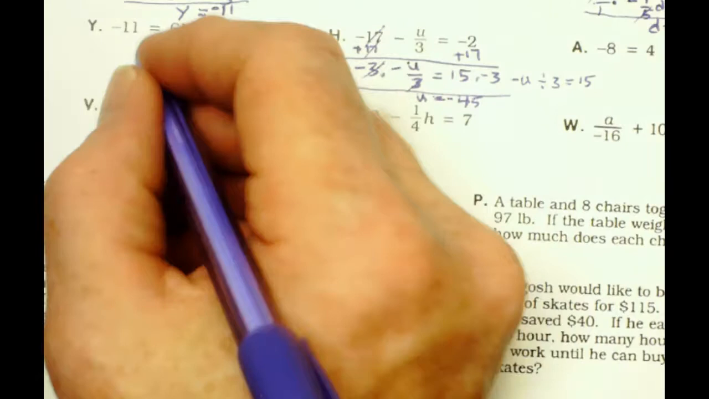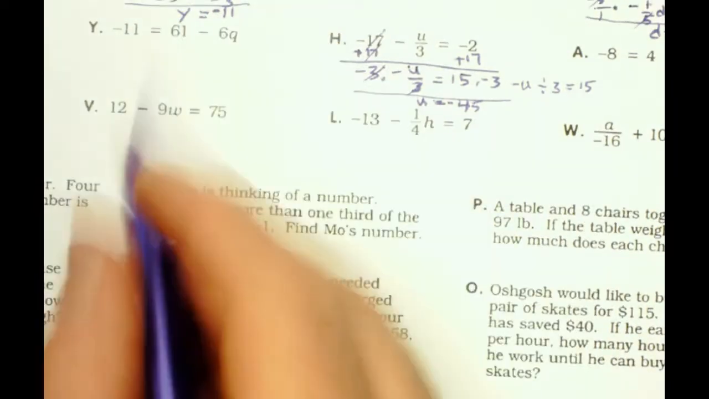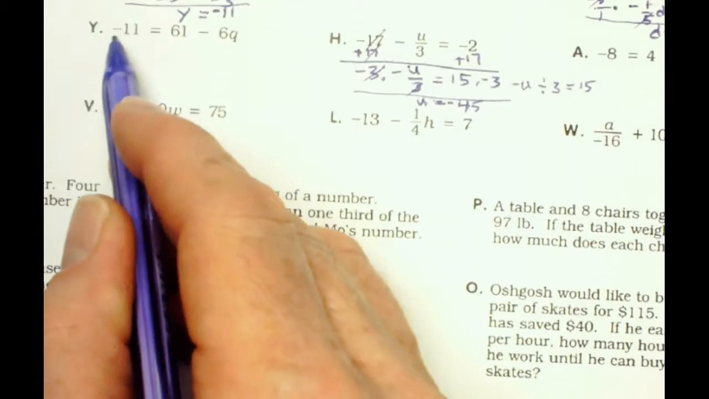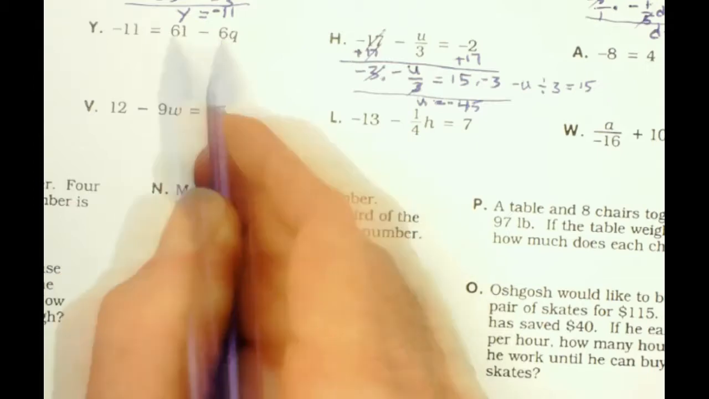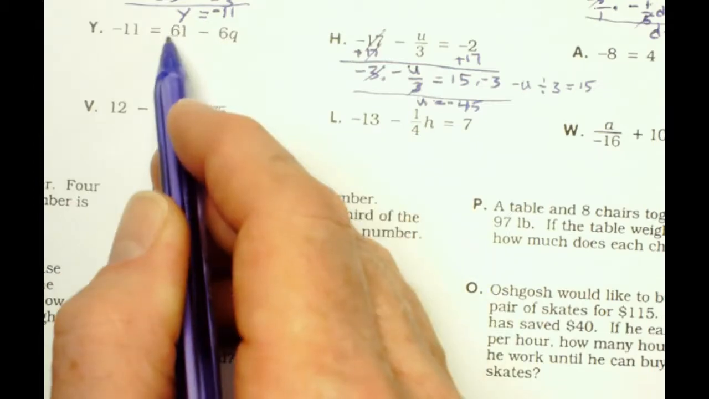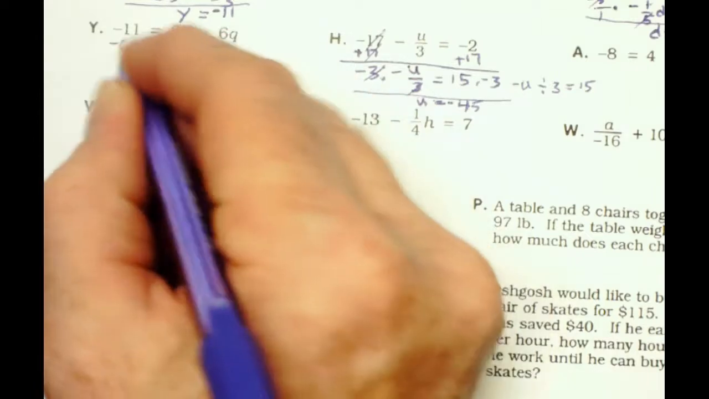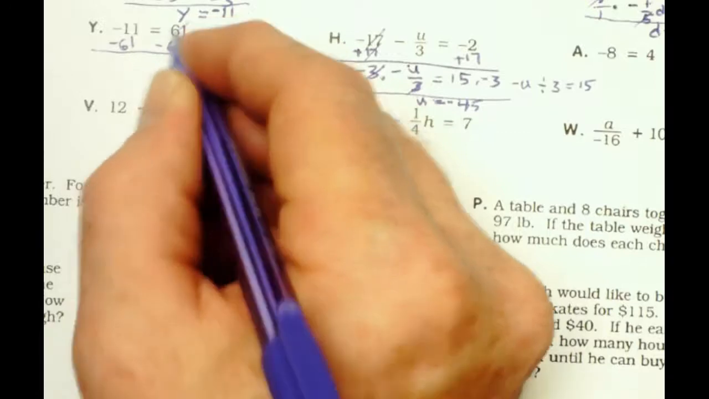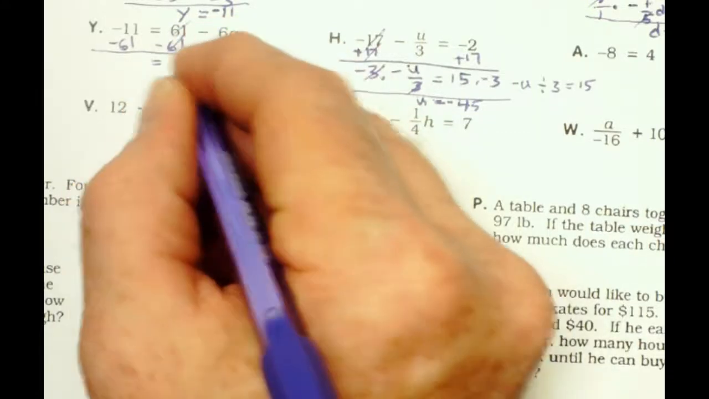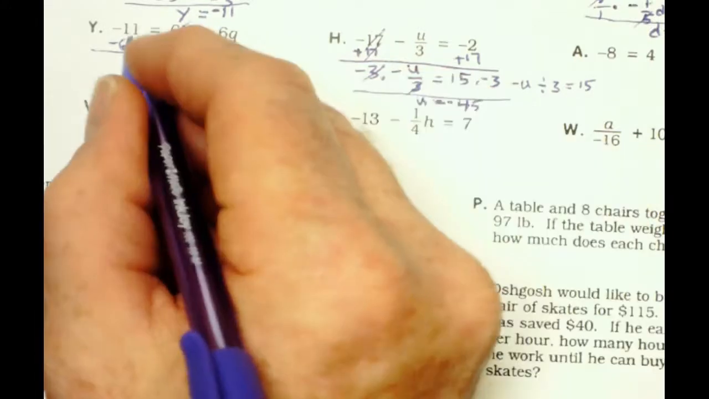all right. Negative 11 equals 61 minus 6q. Now some people might want to try to add 11 here, but no. We're trying to get q by itself. So we're going to subtract 61. So we subtract 61 from this side. We subtract 61 from this side. Positive 61, negative 61. They cancel. We've got 6q left. Now we've got 11 plus 61.